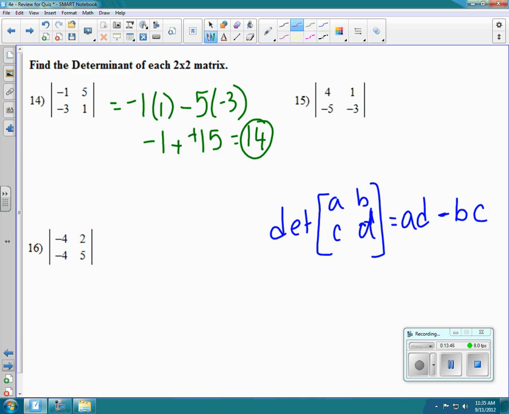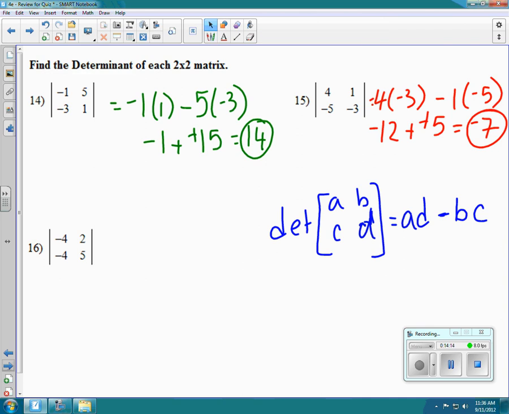Number 15, it's the same formula. I'm going to take 4 times -3 minus 1 times -5. 4 times -3 is -12. Minus 1 times -5 is -5. So that becomes plus 5. -12 plus 5 is -7. That's the answer for number 15.